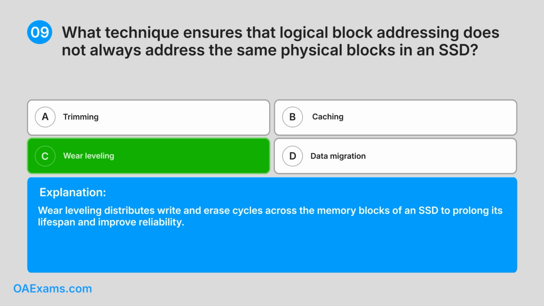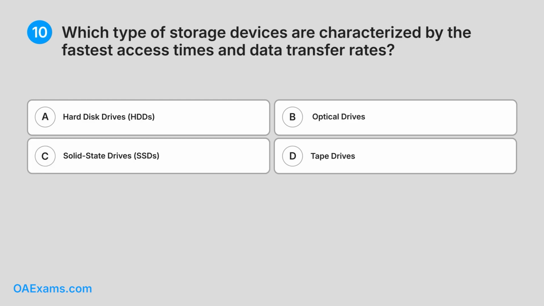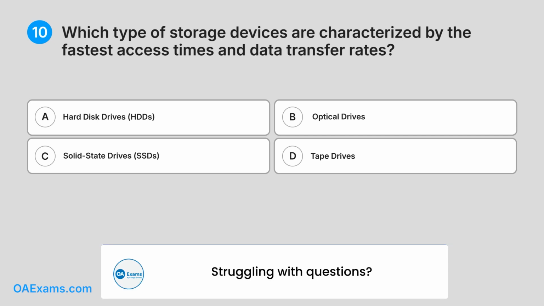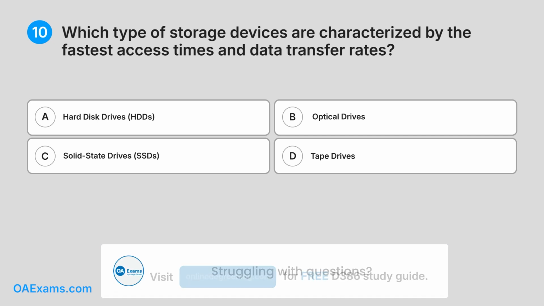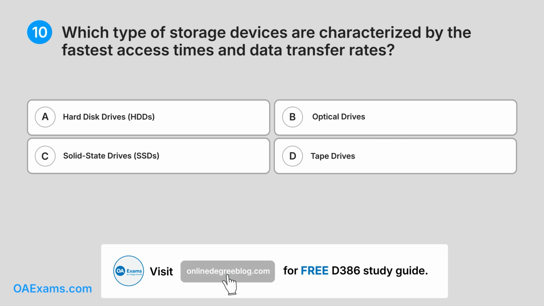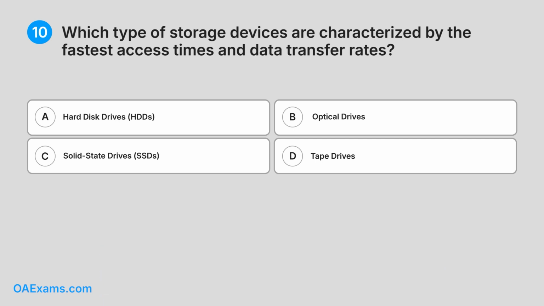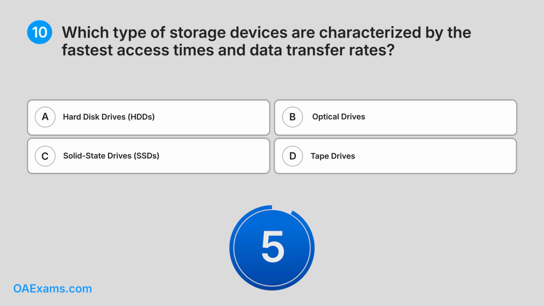10. Which type of storage devices are characterized by the fastest access times and data transfer rates? A. Hard disk drives, HDDs. B. Optical drives. C. Solid-state drives, SSDs. D. Tape drives. What do you think is the answer?